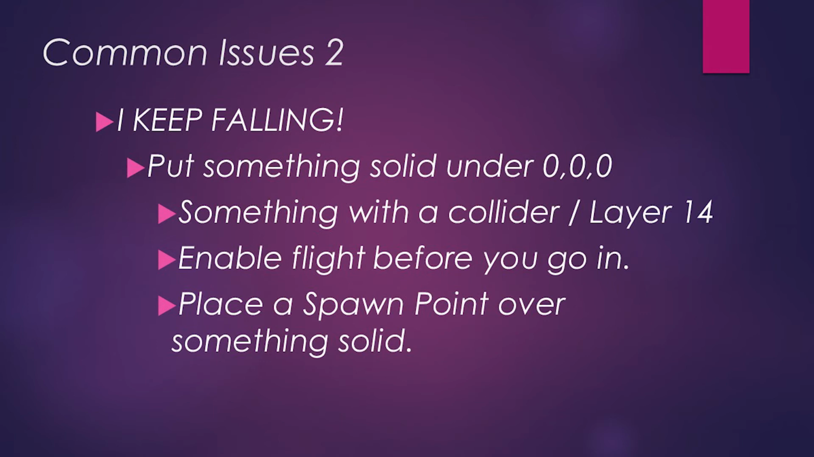The first time you enter your world, you're going to come in at 0,0,0, which is the origin of the scene. In this world, it's right about over here where my camera bot with a red sweater and red hoodie is standing. That's right about the origin of the scene. If I don't have any solid geometry under the origin when I come into the scene, then I'll fall, and fall and fall and fall. So the solution to that is, well, put something solid under the origin.